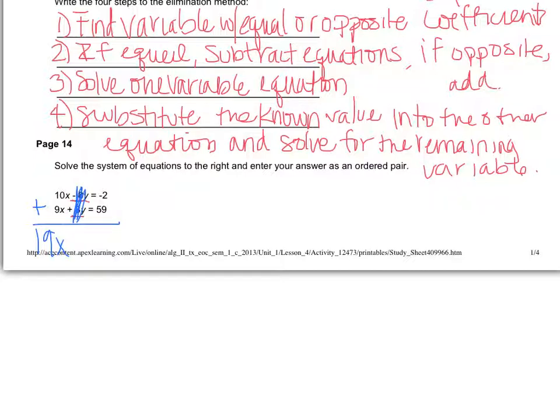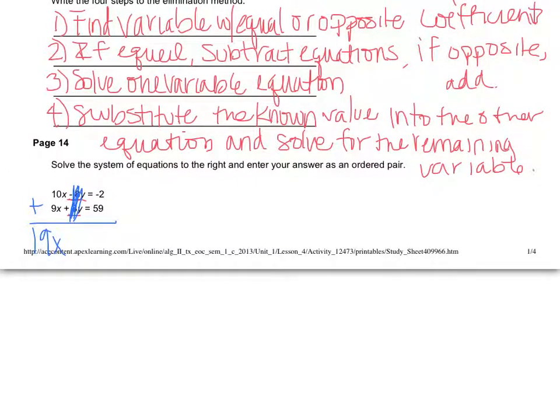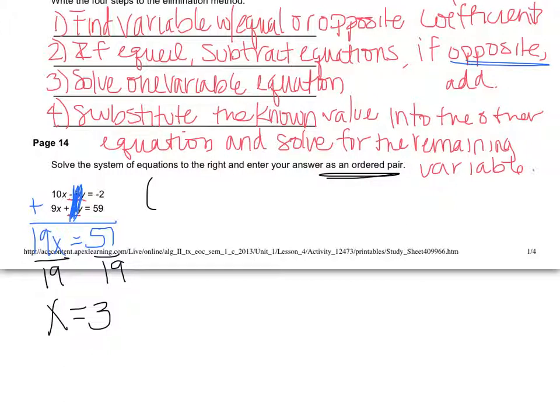So this is where step 2 comes in: if our coefficients are opposite, we are supposed to add them together. So we're adding, the y's cancel, and if I add -2 and 59, I get 57. Now look at step 3. It says solve the one variable equation, and this equation only has one variable. To get x by itself, I need to divide both sides by 19. So x equals 3. I've now solved for x, so I have half my answer, because it told me to write my answer in an ordered pair, which means I need an x and then a y. Well, I know x is 3.